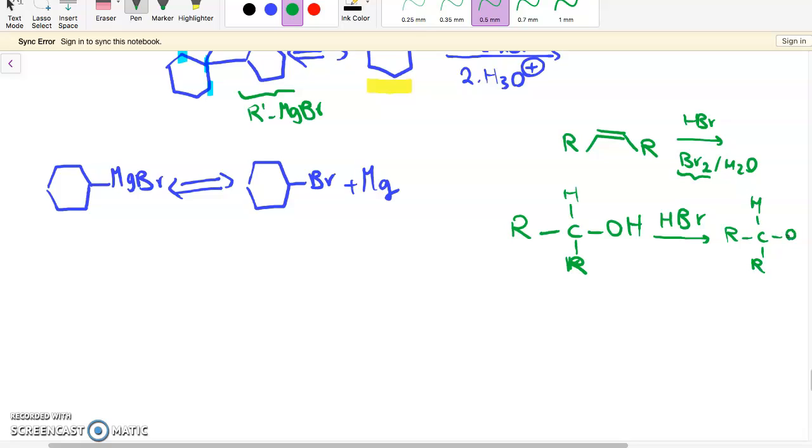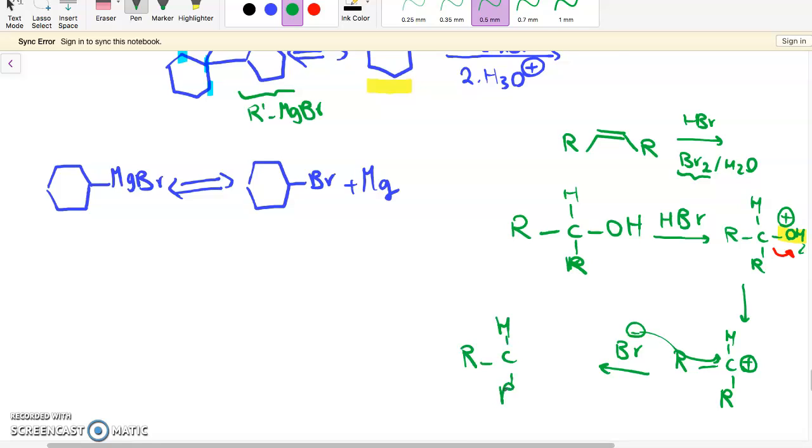protonate that alcohol. And what do you know about this guy, OH2 plus? I know that's a good leaving group because it can just leave as water. And that gives me a carbocation. Secondary carbocations are somewhat stable, not as stable as tertiary ones, but still okay. And then the Br minus is just going to be my nucleophile. Okay, so this is how I can add bromine.